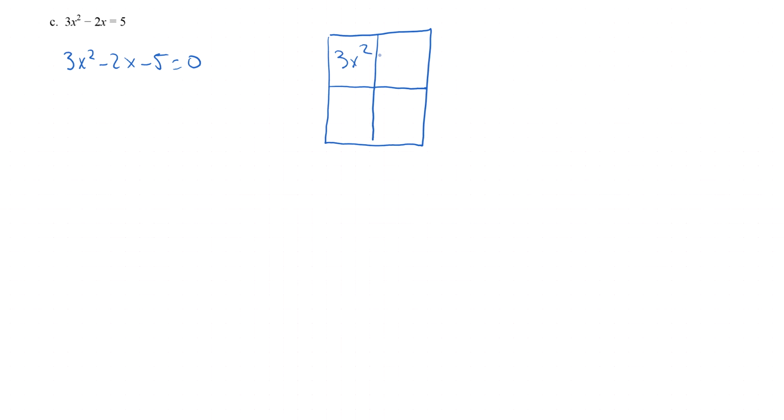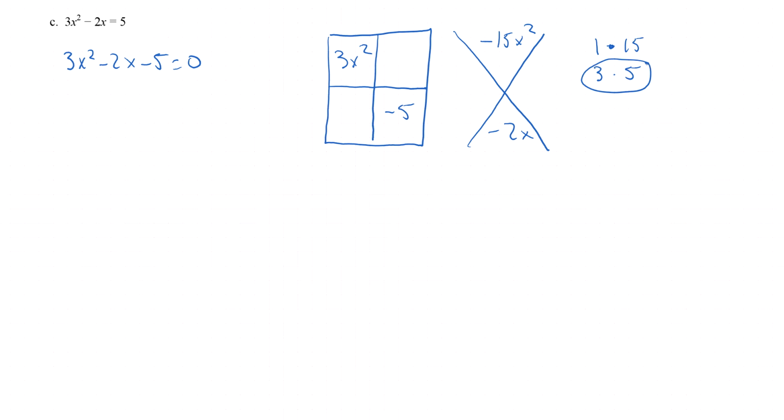So we have 3x squared and negative 5, and so this is negative 15x squared, and they're going to add up to negative 2x. So I've got 1 times 15, 3 times 5, and so these are my factors when I subtract these, and I know I need to subtract because of this negative here. This is going to be negative 5x and positive 3x. When you multiply them, that gives you negative 15x squared, and when you combine them, it gives you negative 2x. So this is negative 5x and 3x.